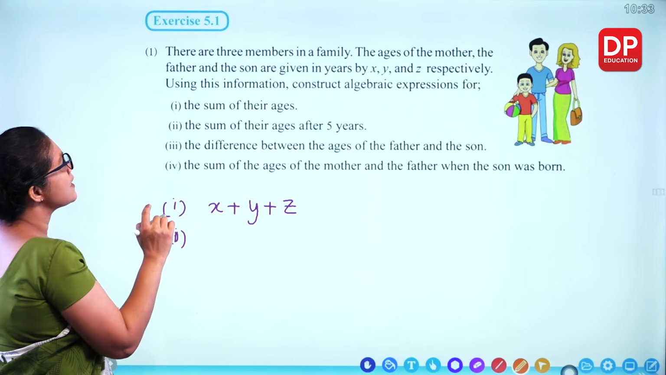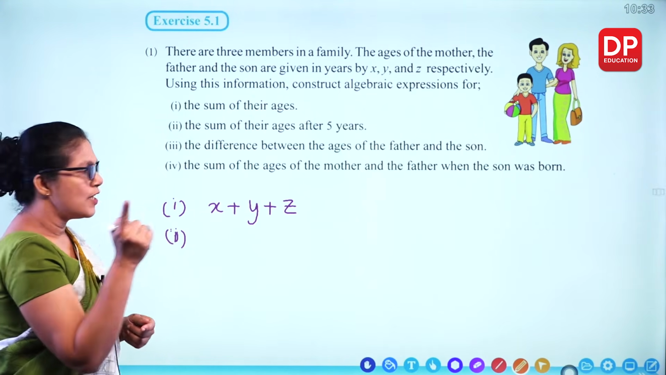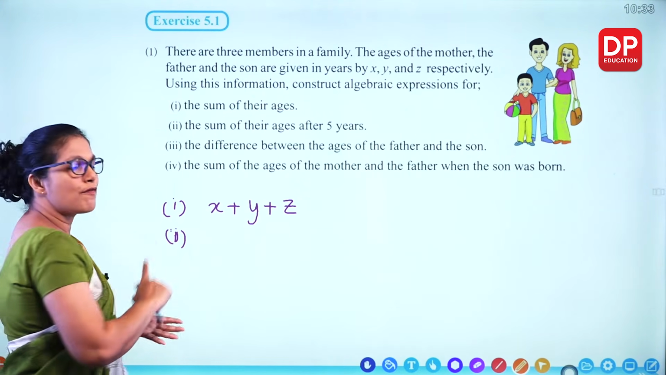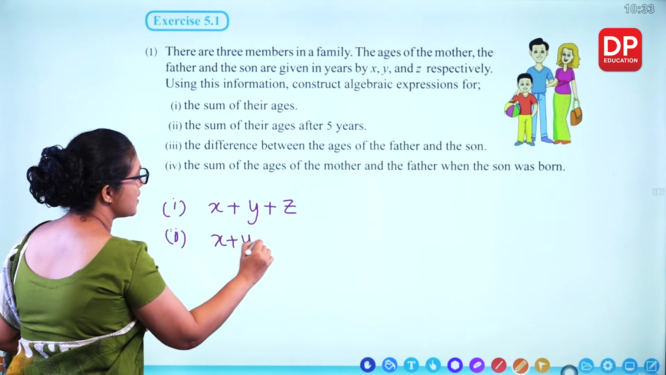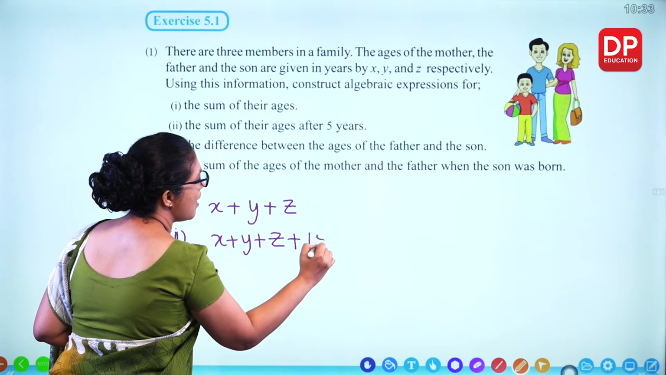Part 2, the sum of their ages after 5 years. So we have to add 5 for each one. 5 plus 5 plus 5, 15. So X plus Y plus Z plus 15.